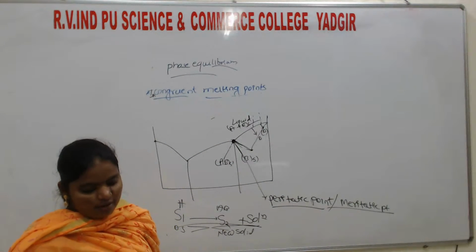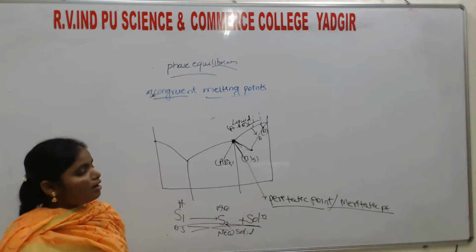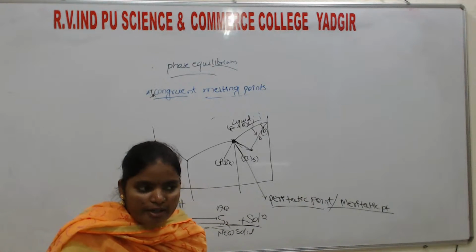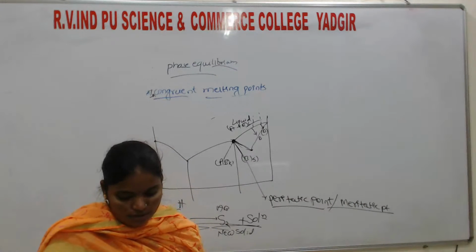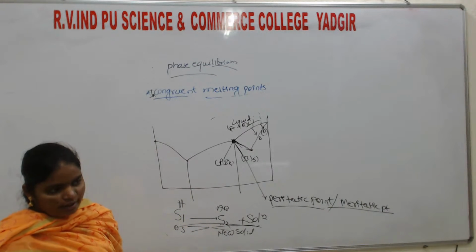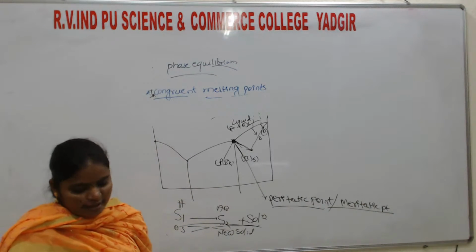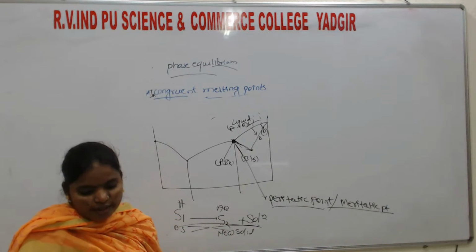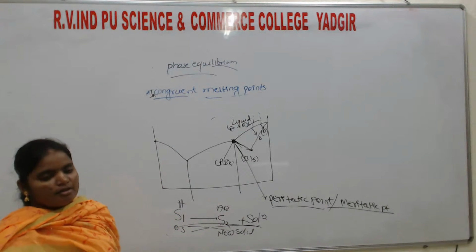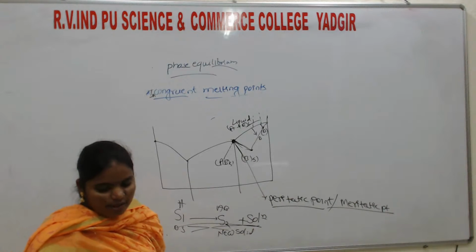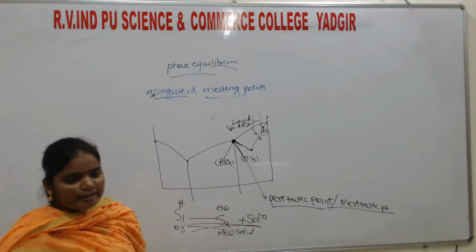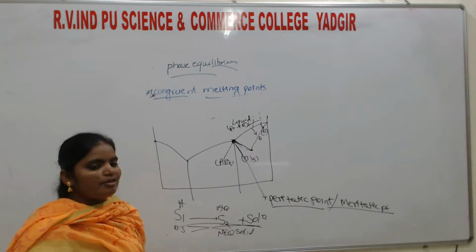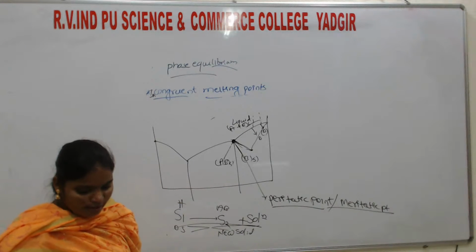And here you can take examples of incongruent melting points from your syllabus: the sodium and potassium system. Another example is picric acid and benzene. Another example is gold and antimony. Among the salt hydrates, the sodium sulfate and water system. These are the examples for incongruent melting points.